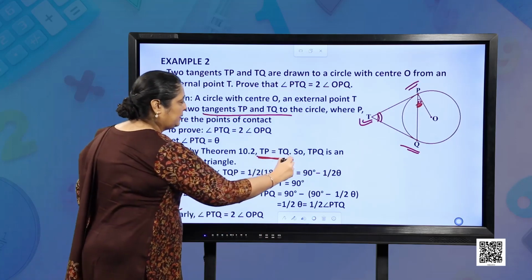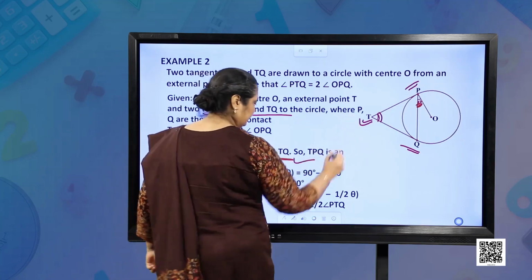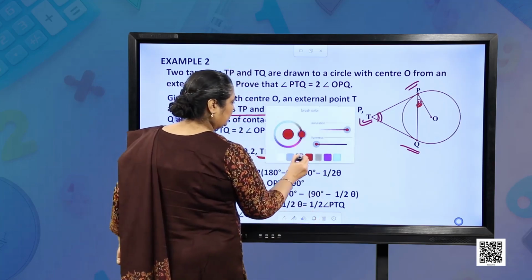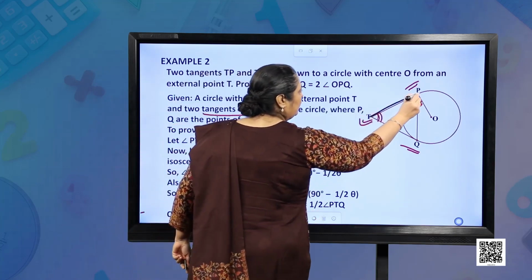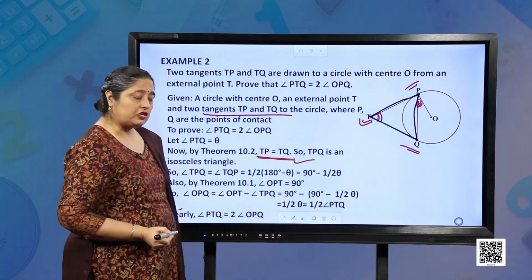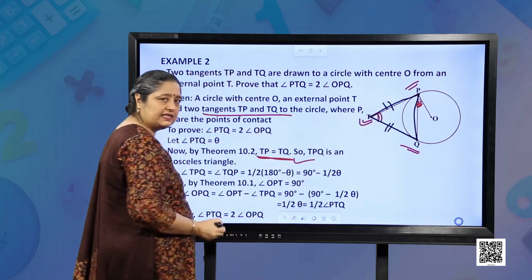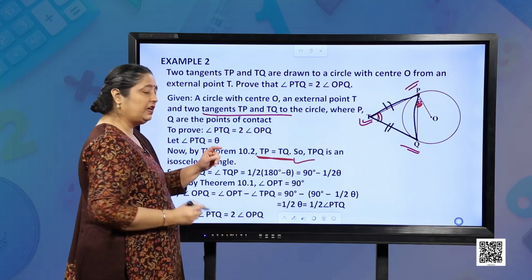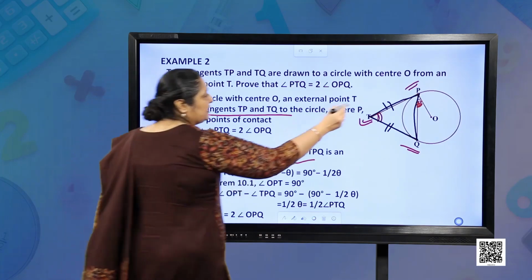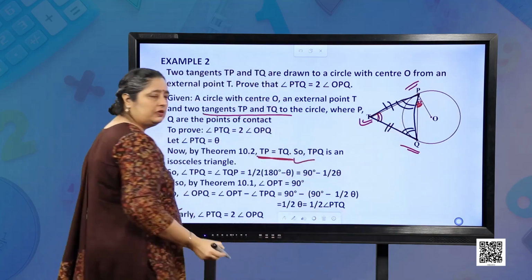We have this. Now, TPQ is an isosceles triangle, wherein this side is equal to this side. Since the two sides are equal, the angles will be equal. So, this angle will be equal to this angle.